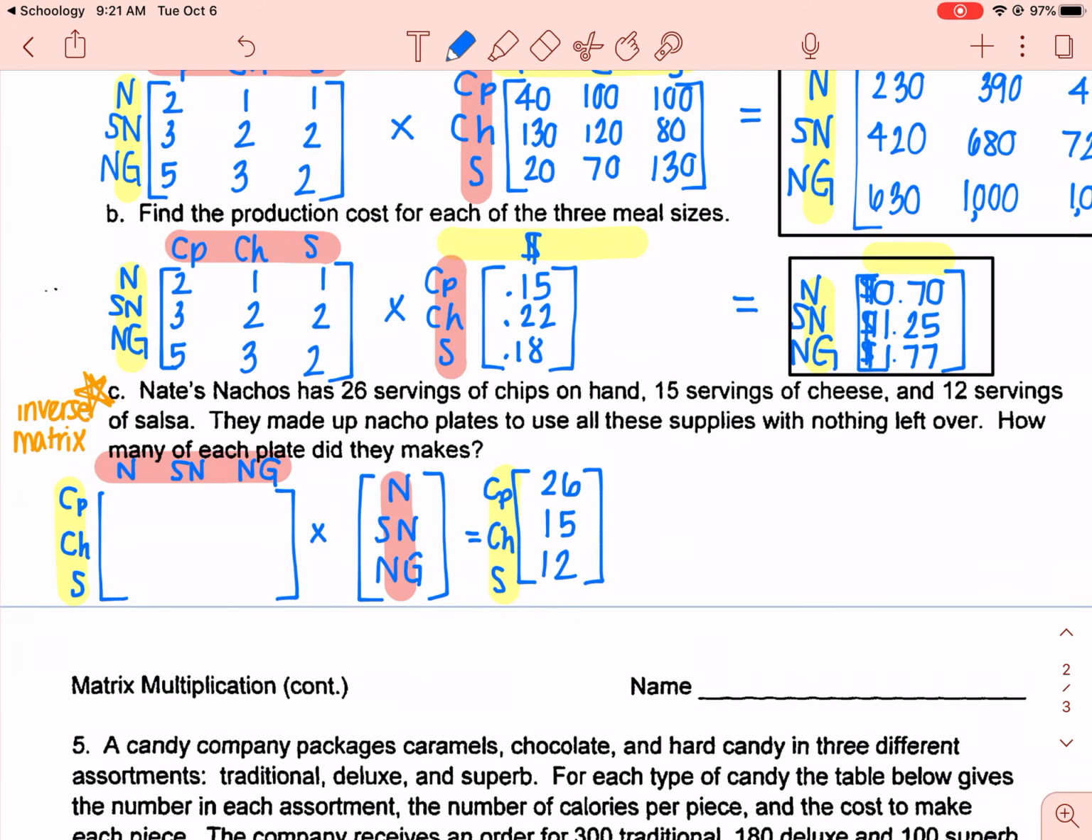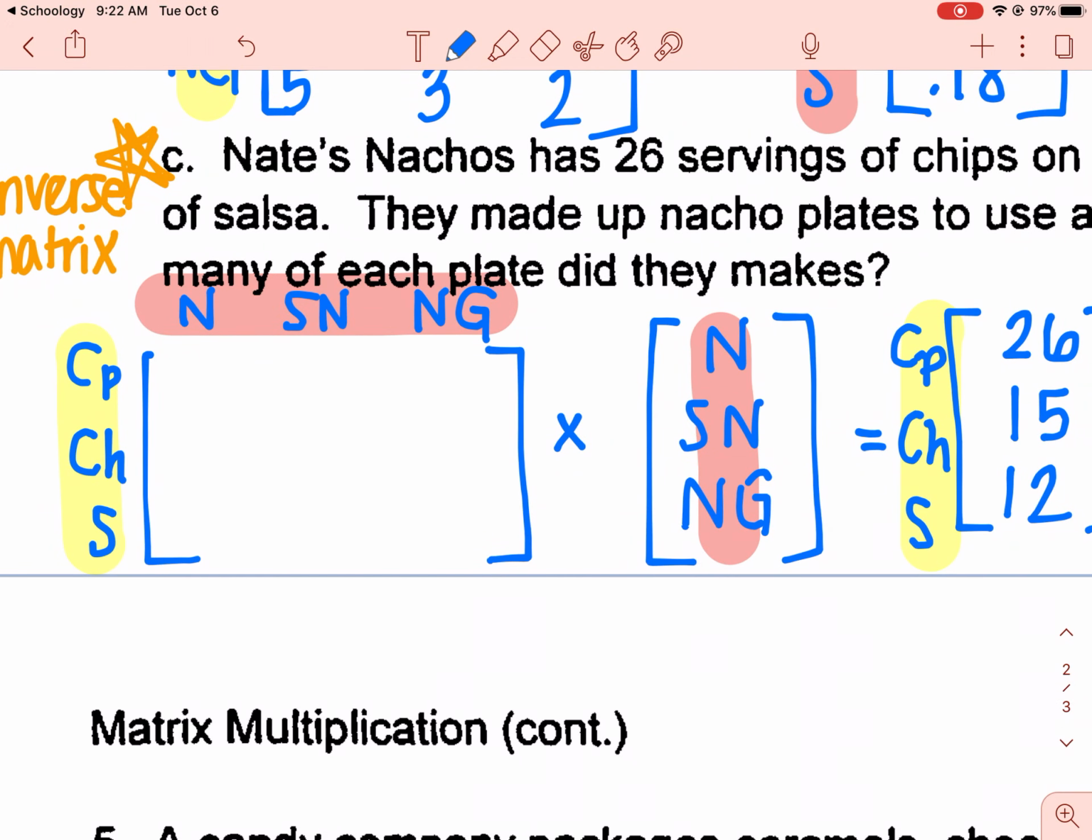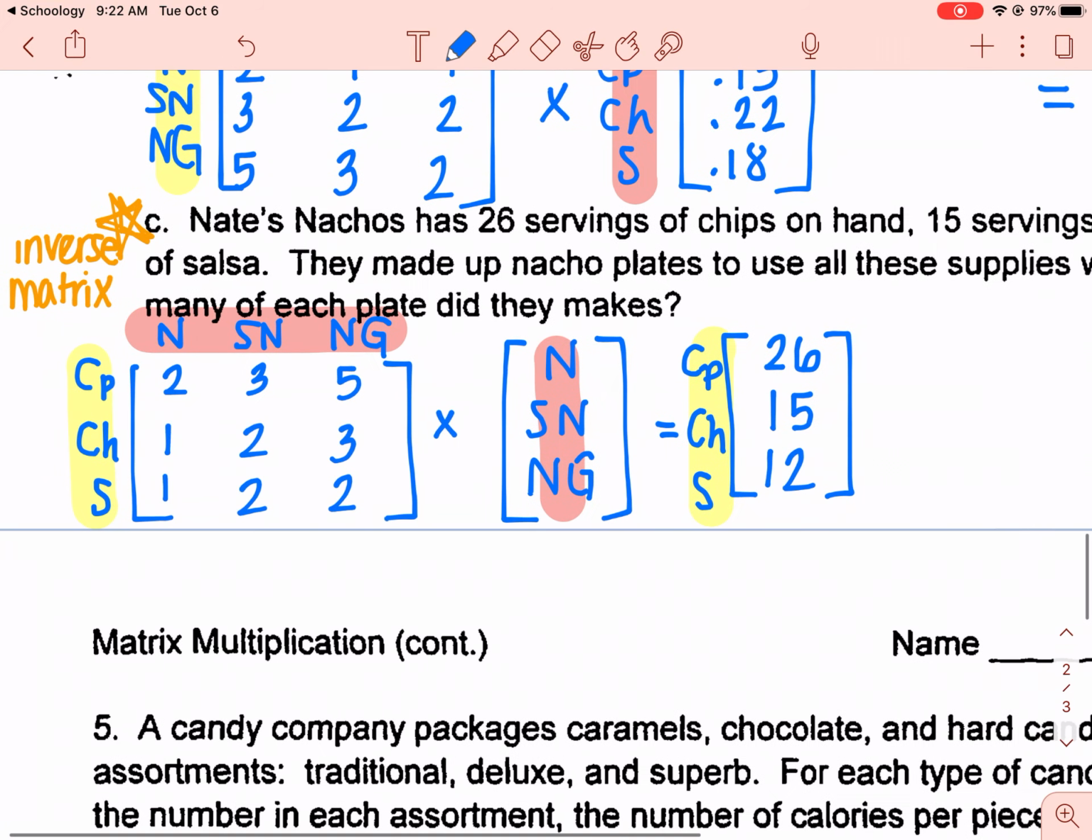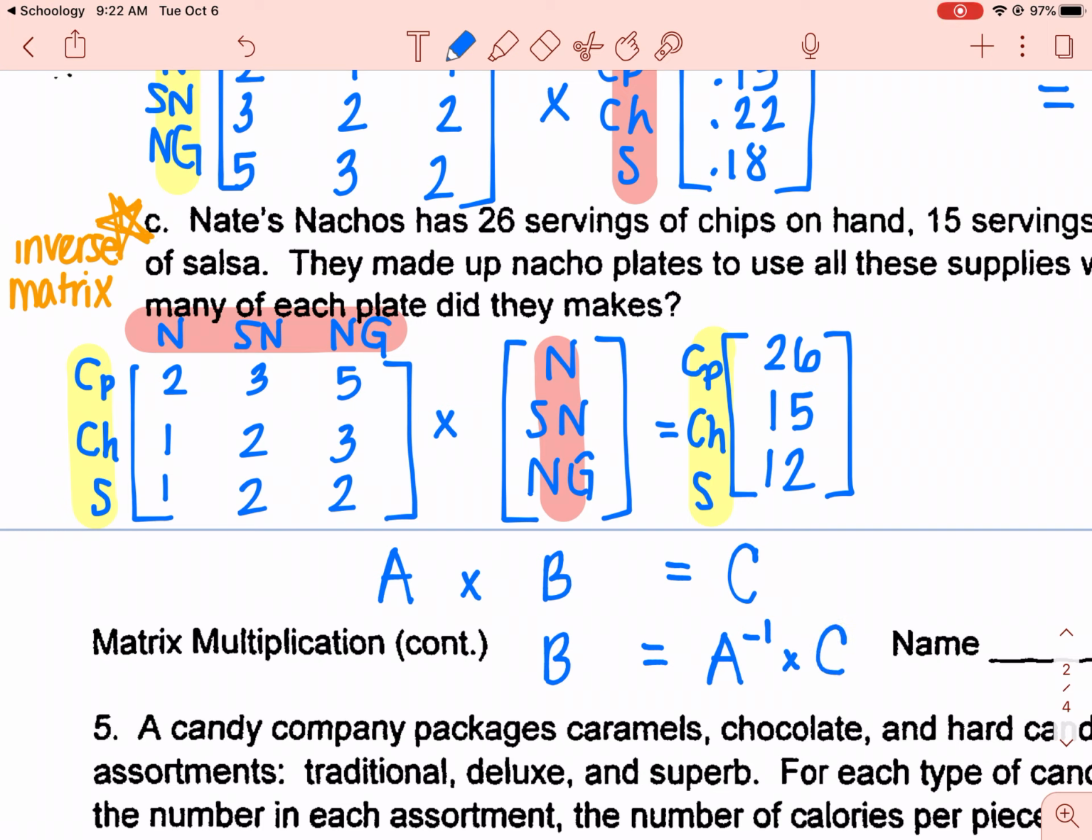First off, let's fill out our table here. Nacho, super nacho, nacho grande compared to chips, cheese, salsa. I want to find this matrix N, Sn, Ng. Let's review. If I am doing inverse, you cannot divide matrices. Instead, you can multiply by the inverse. So think of this as A times matrix B equals C, and you want to get B by itself. That means B can equal A inverse times C. This is the only way to get B by itself: multiply the other side by the inverse.